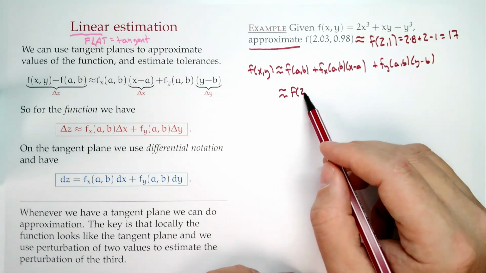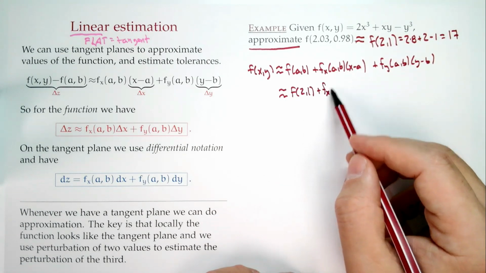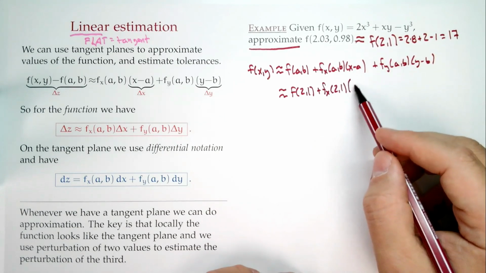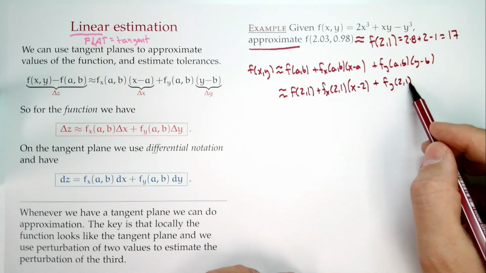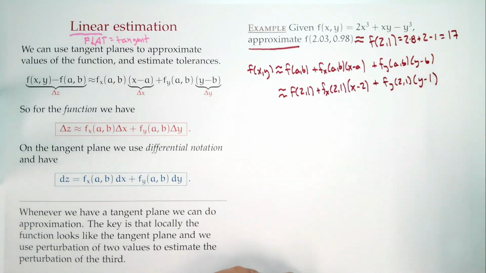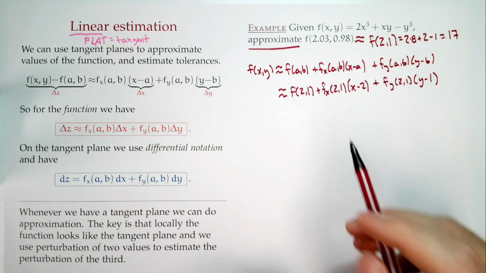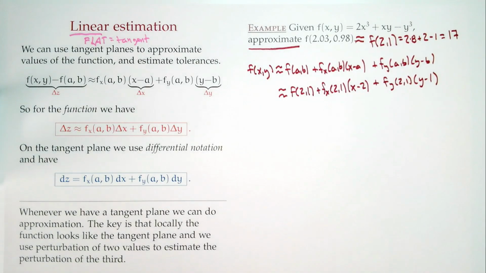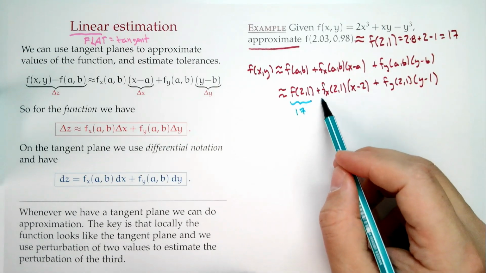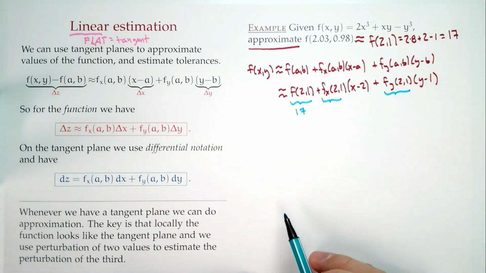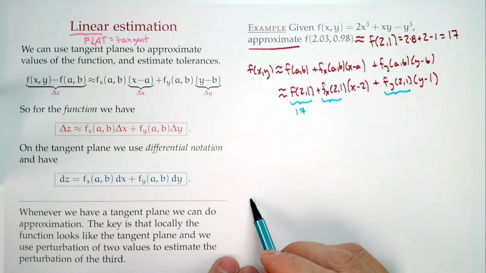So we pick our point as being 2, 1. It's approximately f at 2, 1 plus f sub x at 2, 1 times (x minus 2) plus f sub y at 2, 1 times (y minus 1). So that's what our function is behaving like. It's behaving like the tangent plane. Now we know a couple of these values to begin with. We know, for instance, that f of 2, 1, we just found before, is 17. But we need to find f sub x and f sub y. So let's come down here and do that.